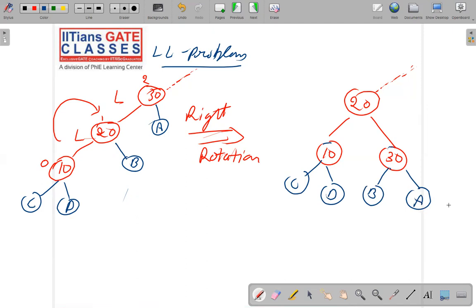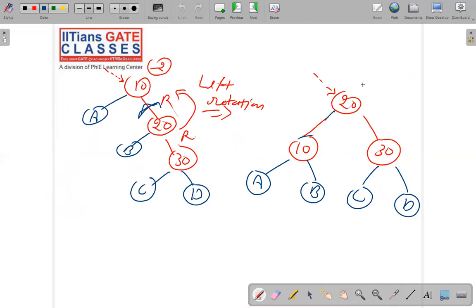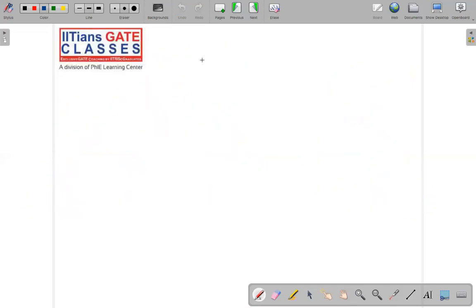So this preserves the BST constraints, and the balancing factor is also satisfied. Now the balancing factor here is 0, or 1, or minus 1. So these two problems are easy: left rotation and right rotation. Now let's talk about the LR, left right problem.